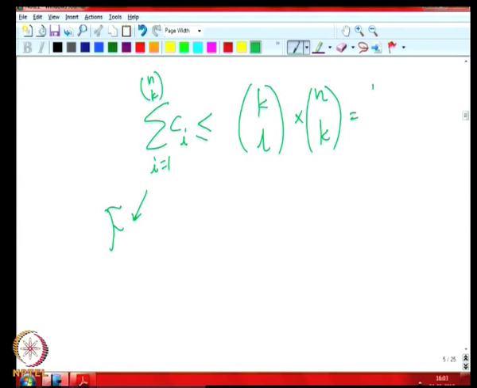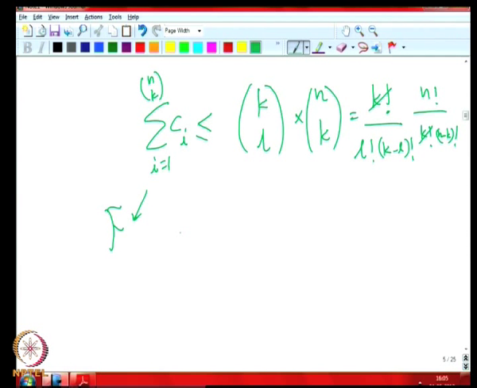And I can do a little bit of manipulation here. k factorial by L factorial into k minus L factorial, and then here we have n factorial divided by k factorial into n minus k factorial. Now this will go away. So k choose L into n choose k is the row sum.